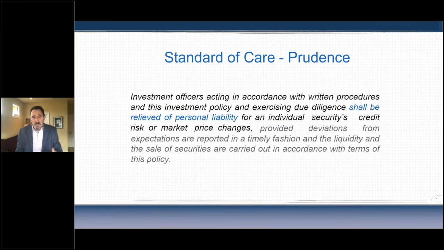If you do these things, this simply says that you have no liability. If you follow the guidelines, you follow your written policies, you're timely in reporting issues like a downgrade, et cetera, and you follow the procedures, you'll have no personal liability as a result.